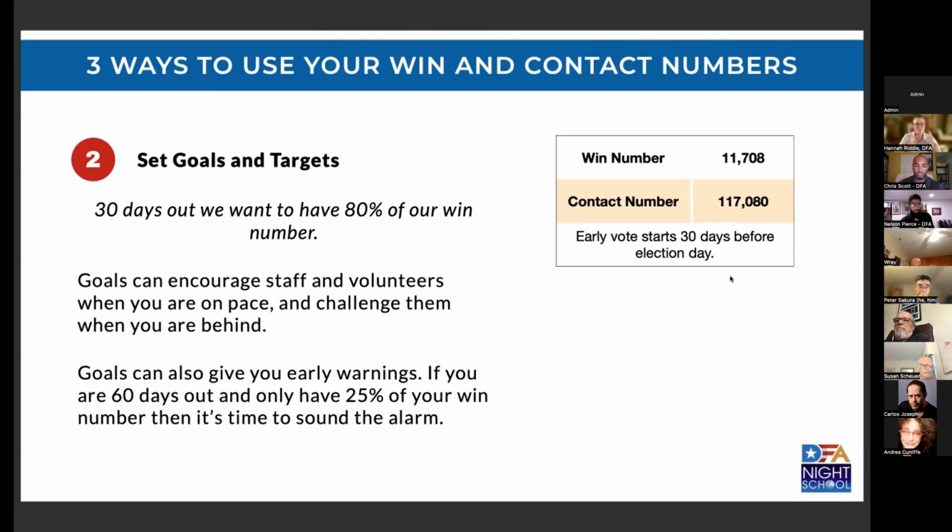As you're knocking these doors and doing these phone calls, you're getting IDs for people. So that means you're asking the pointed question, hey, can my candidate count on your vote? And how are you going to vote? And every person that you can count on, that person will go in your system as a positive ID. So you're trying to get to 80% of that win number with positive IDs by 30 days out, especially if early vote is starting 30 days out. Always look at early vote.